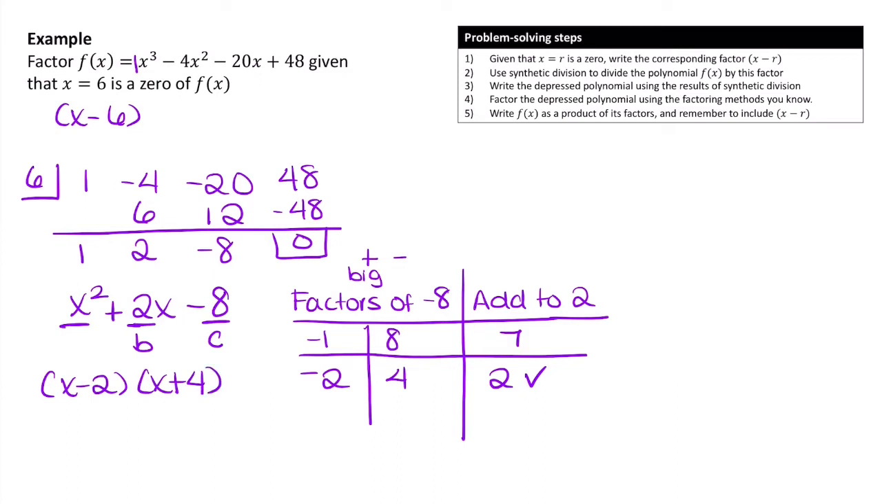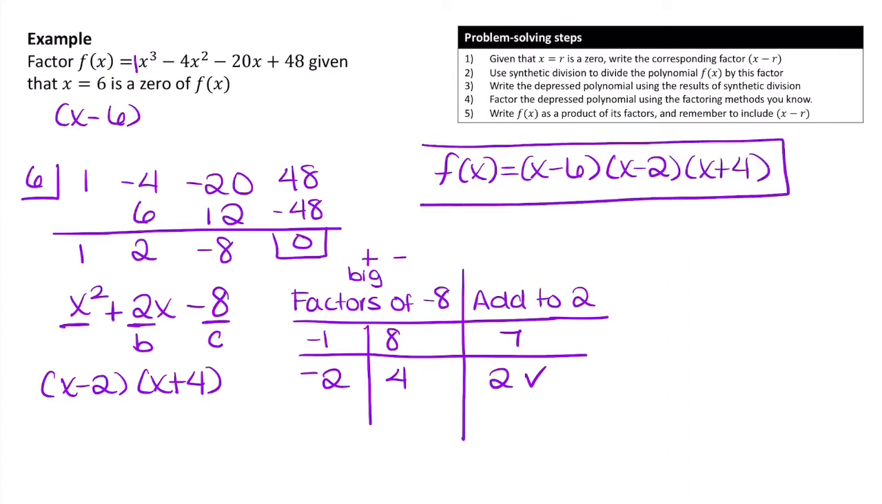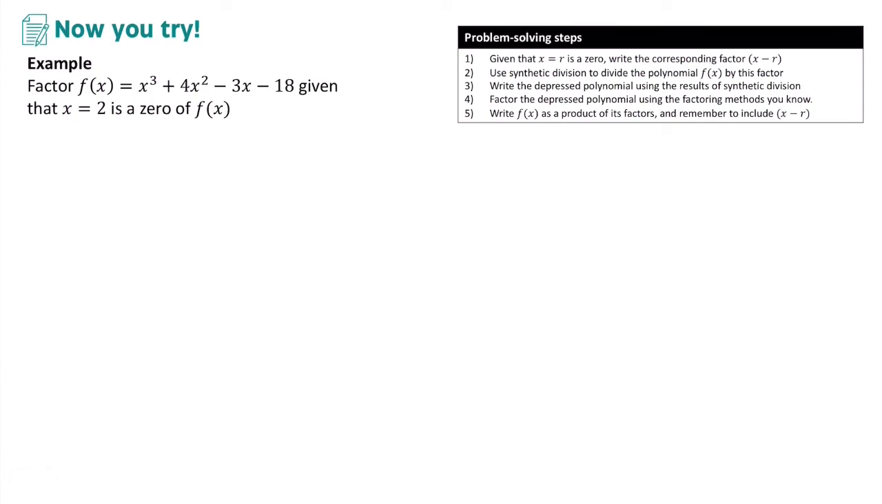So what I do now is I take these factors that I found and combine them with that original factor that I took out of that expression, and I write them all together. So I can say that f of x in factored form is x minus 6 times x minus 2 times x plus 4. Okay, and that is the fully factored form of this polynomial. And if you want, you can actually go ahead and multiply these together and see that it does in fact equal the original polynomial f of x. So now you can go ahead and pause the video and try doing this example on your own.